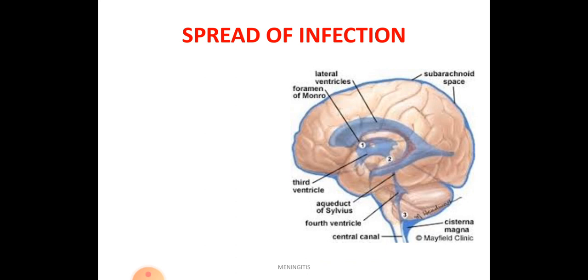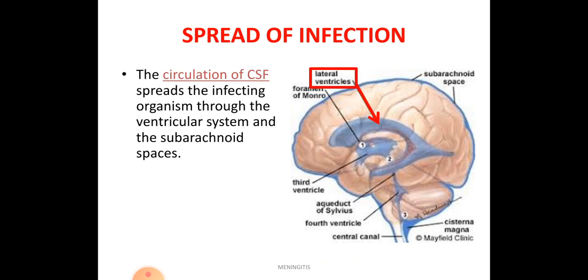Now the spread of infection. For that we have to understand the normal circulation of CSF. We all know that CSF is produced inside the ventricles. We have two lateral ventricles, right and left, and then the third ventricle and fourth ventricle. So how is this CSF moving? First of all, CSF is produced in the two lateral ventricles, right and left. From there, CSF goes into the third ventricle. From that, through the aqueduct of Sylvius, it enters the fourth ventricle.